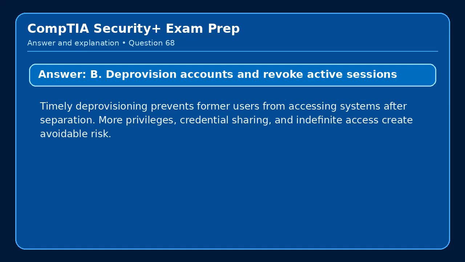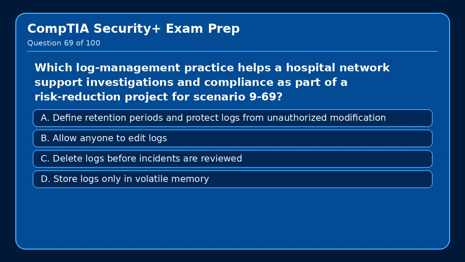Question 71. Which practice preserves evidence integrity when a financial services team collects a laptop for forensics during a service reliability review for scenario 9-71? A. Maintain chain of custody documentation. B. Wipe the drive before imaging. C. Let multiple people use the laptop casually. D. Store evidence with no labels. Take a moment to choose your answer.